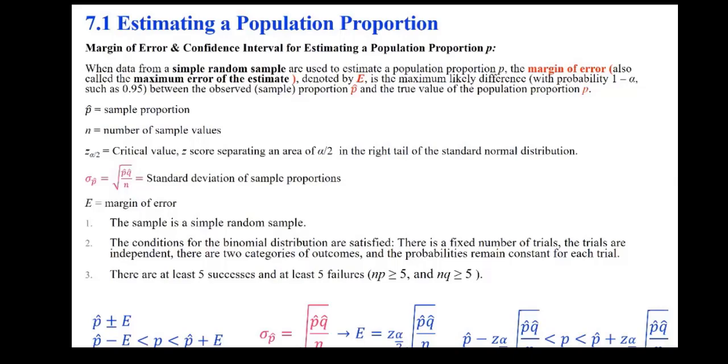p hat plus or minus E. What is E? This is what you need to know. This is the value of E: z alpha over 2 times the square root of p hat q hat over n. So those are the formulas that are being used. Let's start with an example.